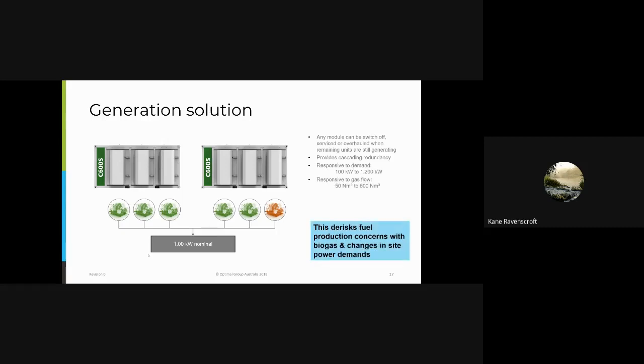Critically, we can run that whole solution anywhere from 100 kilowatts to 1200 kilowatts and anywhere in between for any period of time. So if their demand drops, we can drop the amount of power. But it's also responsive to gas flow. If the gas flow is reduced, we don't have to run all those modules. So that de-risks that fuel production concern, and also de-risks the fact that they're probably not allowed to export on that site. So if demand drops, they can drop the amount of capacity they're running.